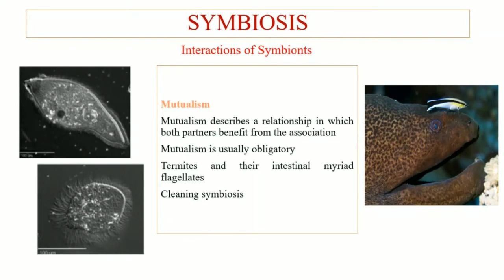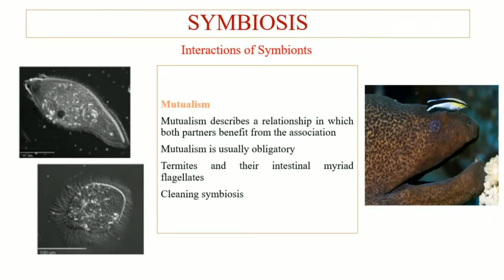Next is mutualism. Mutualism is a type of association in which both of the partners benefit from the association, and mutualism is usually obligatory. It means that there is a physiological dependence between the symbionts, and it has evolved to such an extent that one mutual cannot survive without the other.